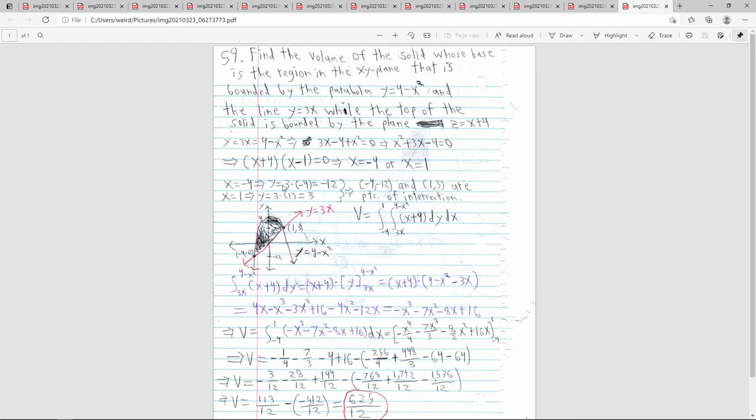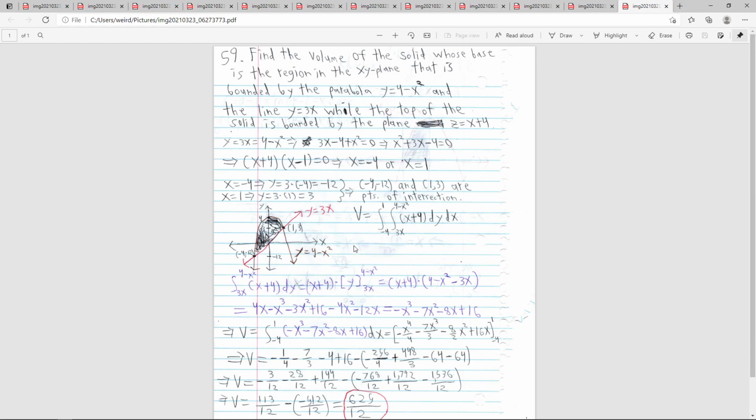X equals negative 4 means that y equals 3 times negative 4 equals negative 12, and x equals 1 means y equals 3. Negative 4, negative 12, and 1, 3 are the points of intersection between y equals 3x and y equals 4 minus x squared. The line cuts the parabola in 2 points, which makes sense. A straight line, if it's going to intersect it, can at most do 2. So we have 1, 3, and negative 4, negative 12.